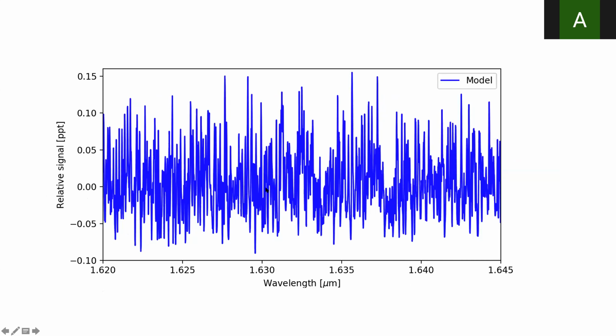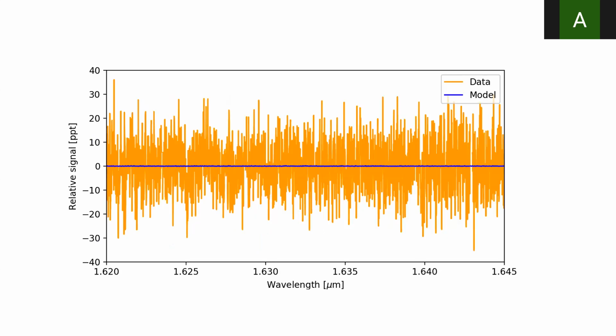Just to illustrate this, this is a model of the relative signal we expect to get on the detector. It's about 0.1 per thousand. And if you compare it to a single exposure on the detector, you get that. So there is no chance to see the model with just one exposure, or to combine it. It will be very difficult.